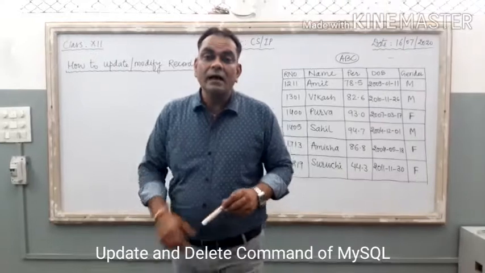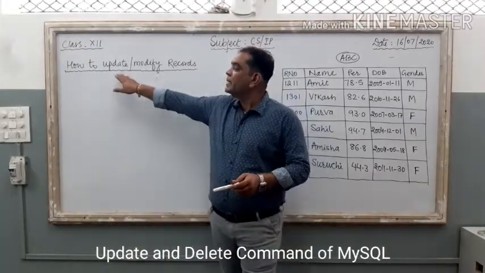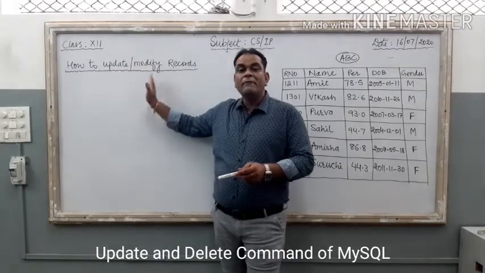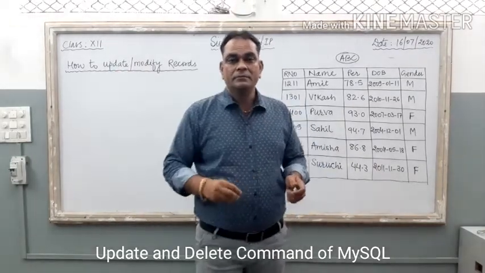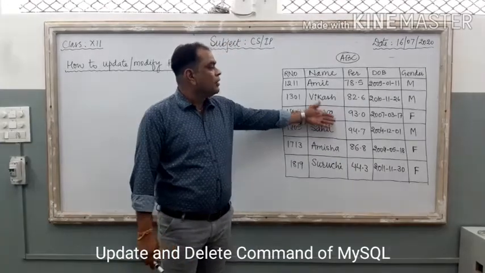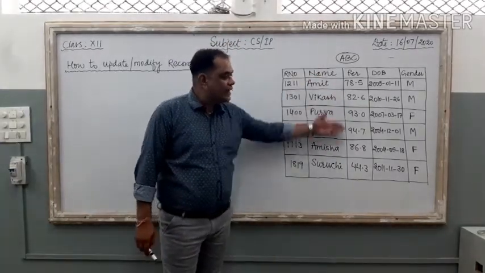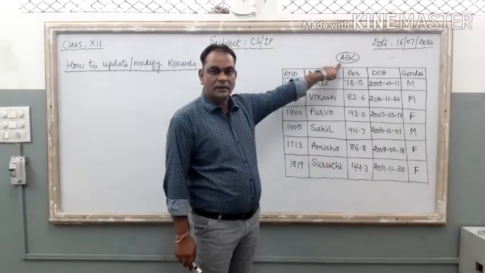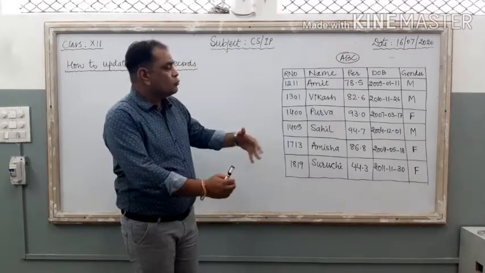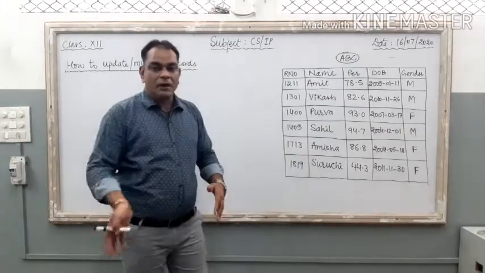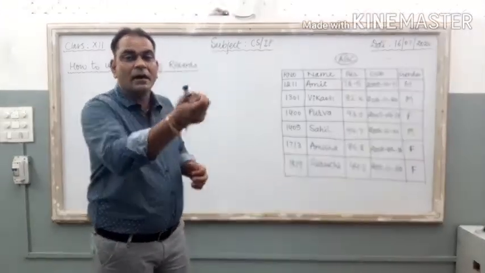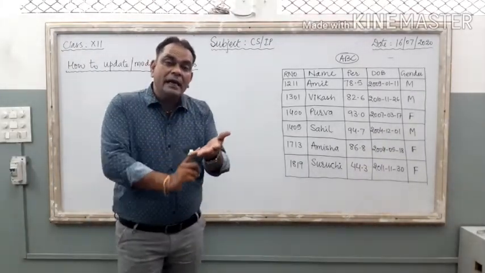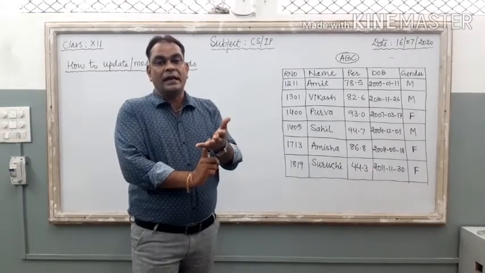Our today's class is based on a particular topic. Just read the topic: it is how to update or modify records in a table. Here on that side of the board, you can see one table is created, and the name of the table is ABC. Now, if you want to create the same table in your computer, you just use the create table command of MySQL. With the help of the create table command, we can create a table structure only.